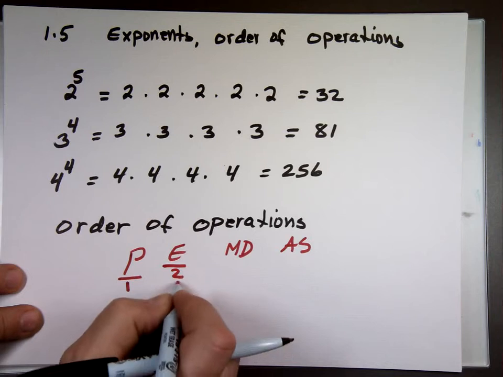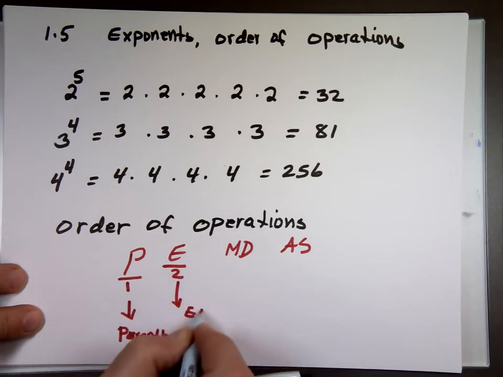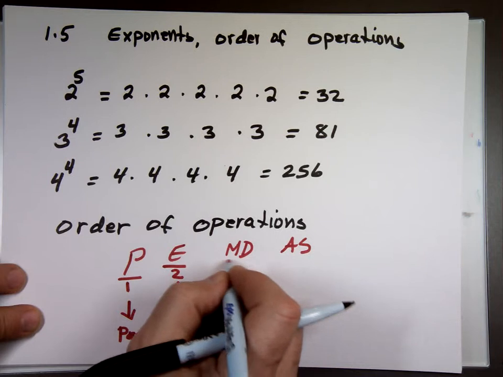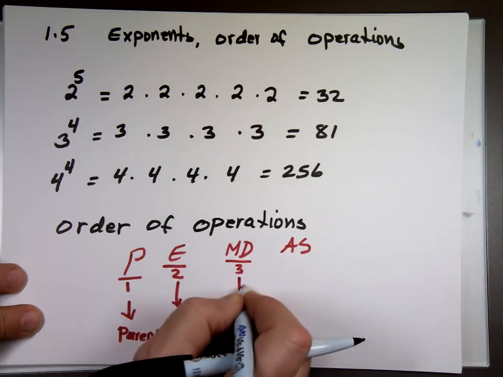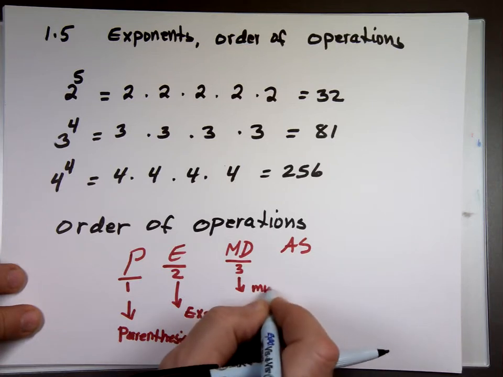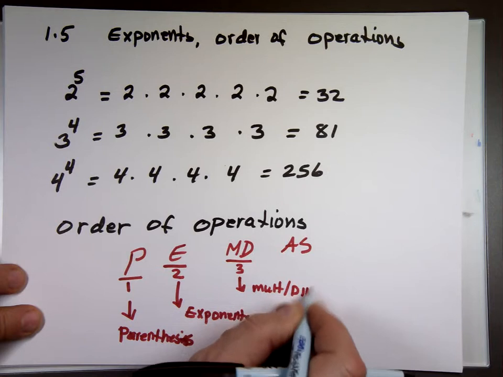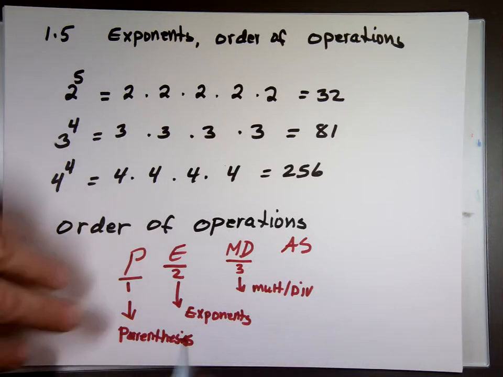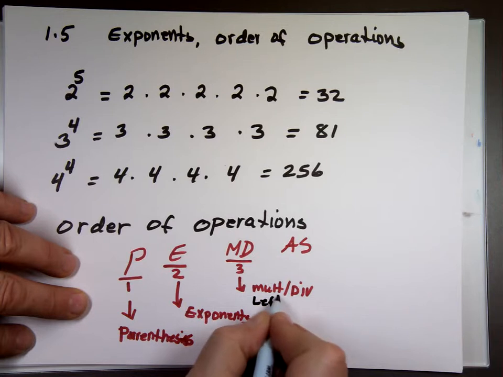The second one, what do we do? E for what? Exponents. Step 3. Well, it says MD. Multiplication or division. But which one do you do first? Try again. I heard multiplication, I said try again. I heard division, I said try again. It does matter. Left to right, correct.